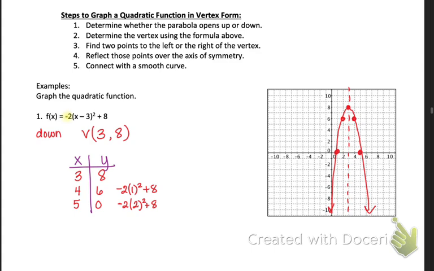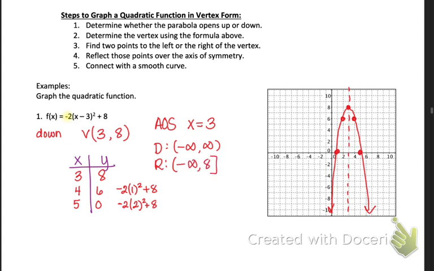Now we can tell a lot of things by looking at this. Again, the axis of symmetry is going to be the equation x equals 3, because that's the h value. I can also see the domain is negative infinity to positive infinity, but I can also tell the range, which is negative infinity up to 8.